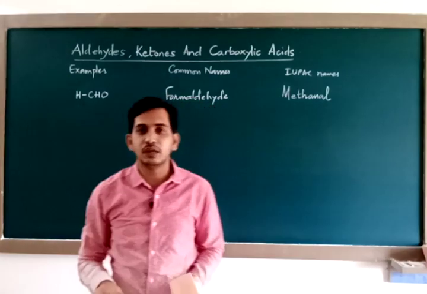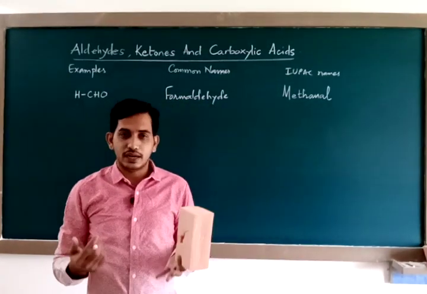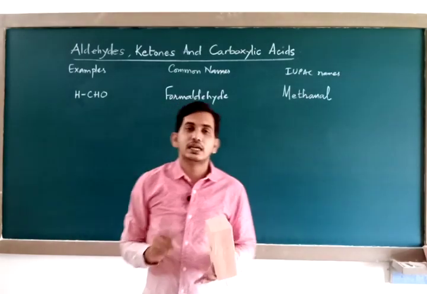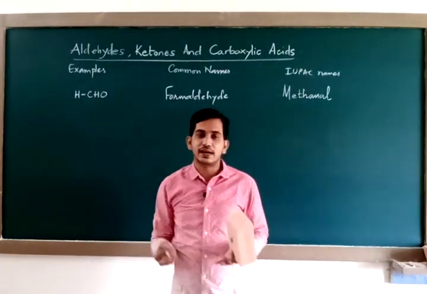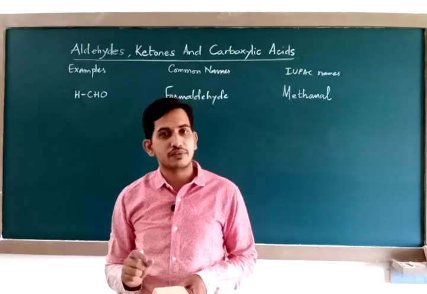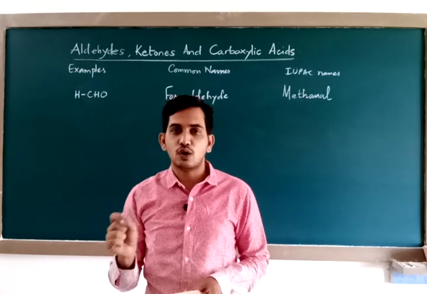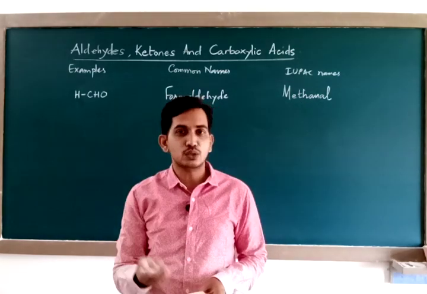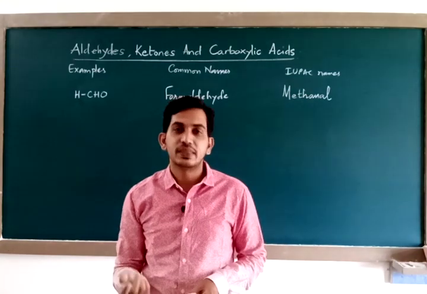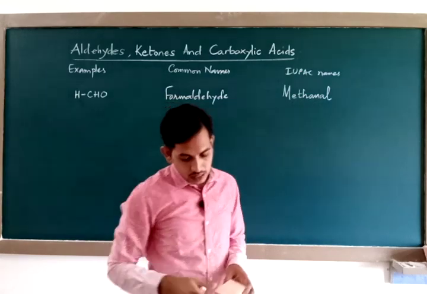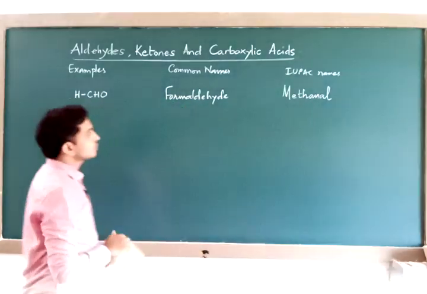Now, you understood how to name an aldehyde in the IUPAC system. In the IUPAC system, aldehydes are considered as derivatives of alkanes. While writing the IUPAC name of an aldehyde, the last letter of the alkane, E, is replaced by the first two letters of the word aldehyde. Hence, the name becomes alkanal. Now, let us see a few more examples.